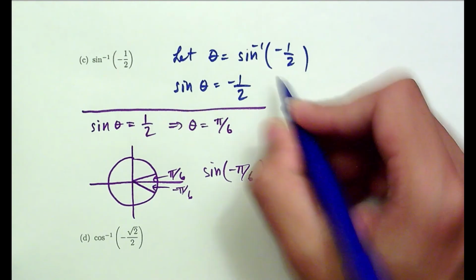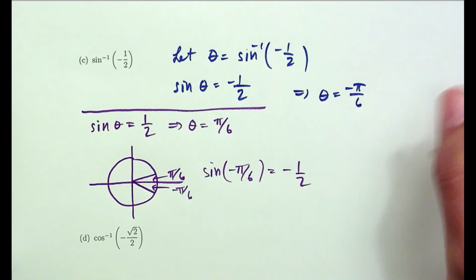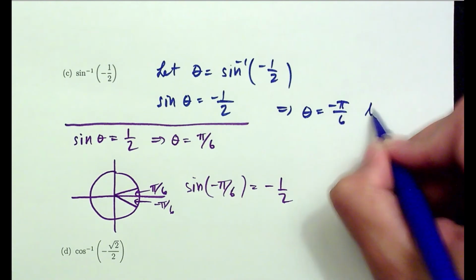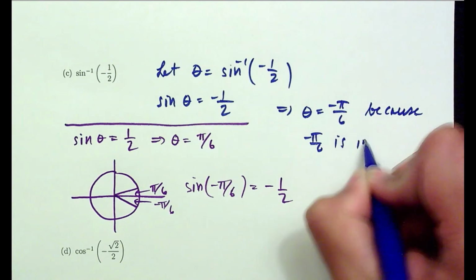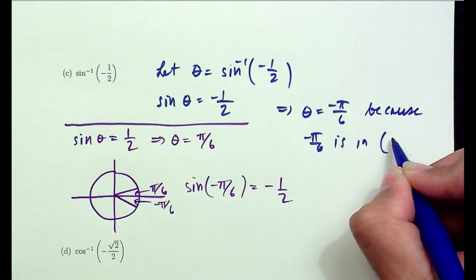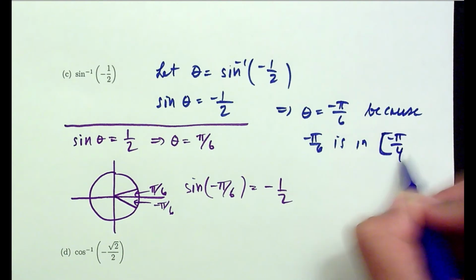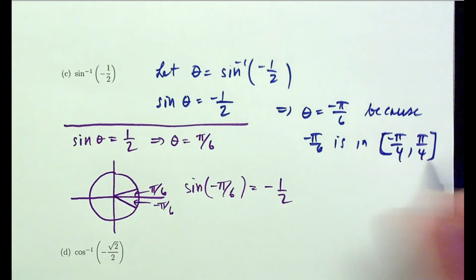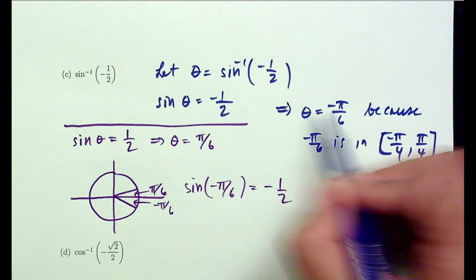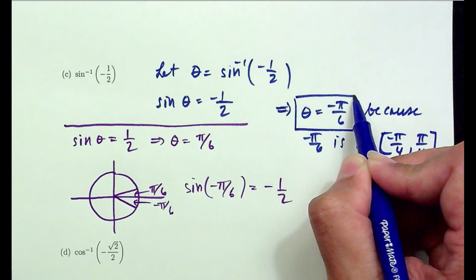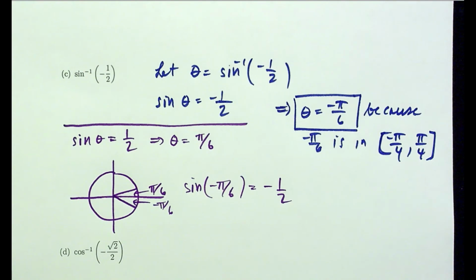So that means, going back here, that theta is negative pi over 6, because negative pi over 6 is in this interval between negative pi over 2 and pi over 2. That's why it checks both boxes. The sine equals negative a half, and it's in the correct interval.